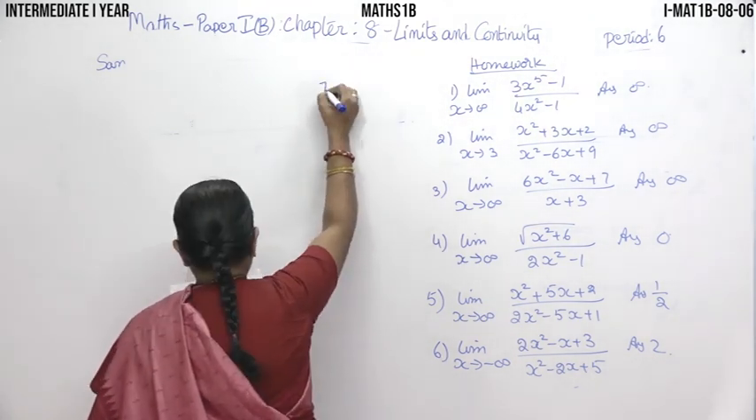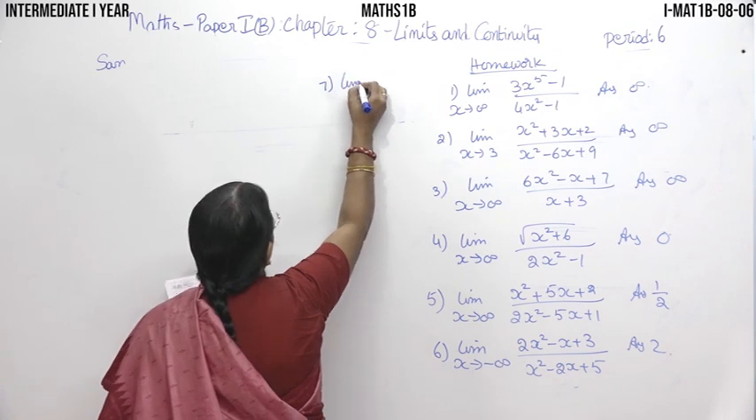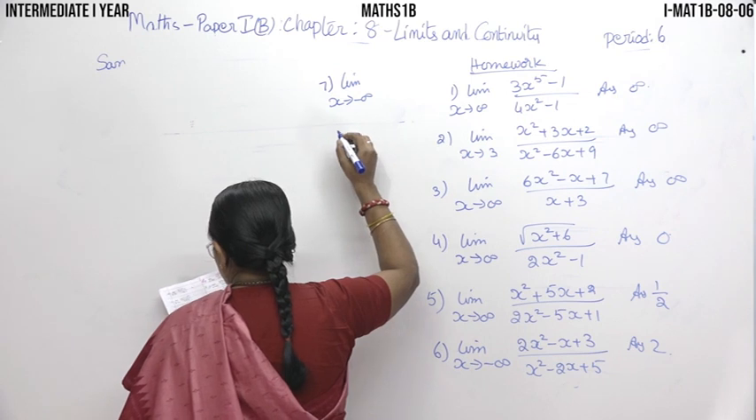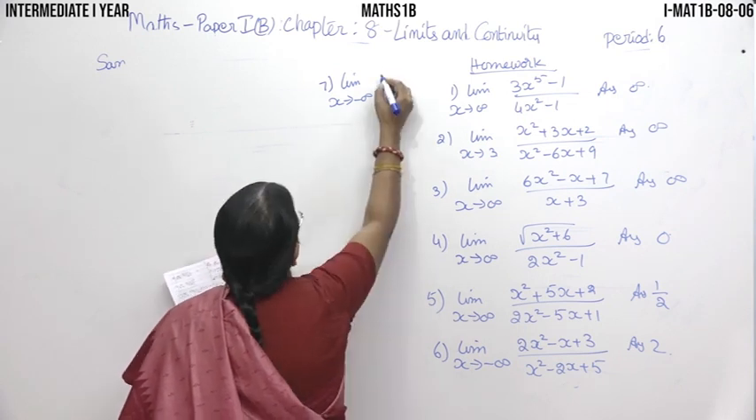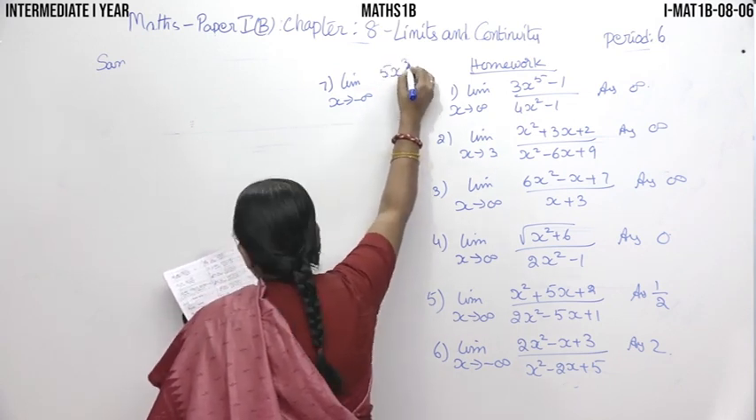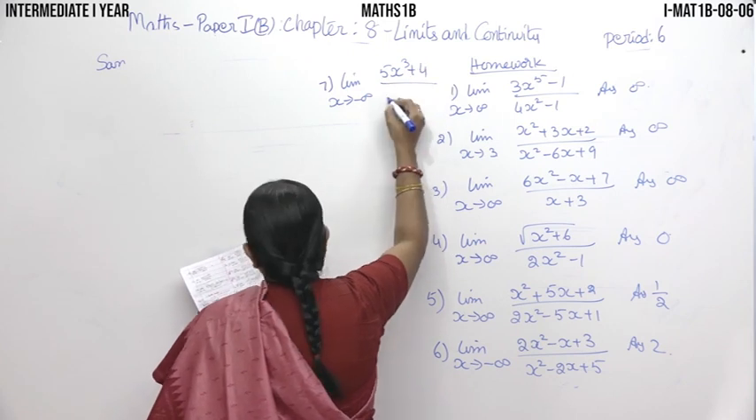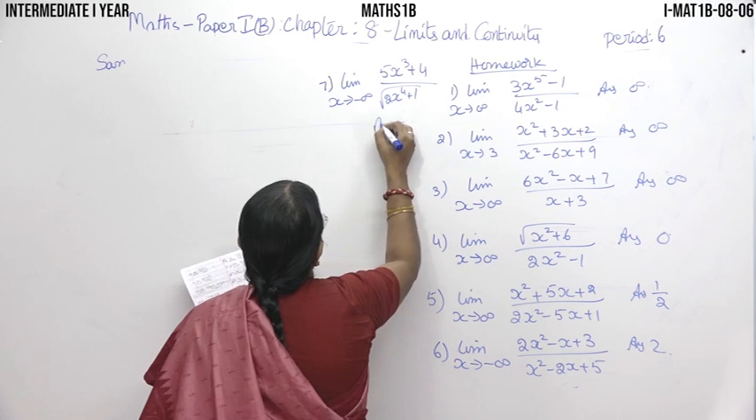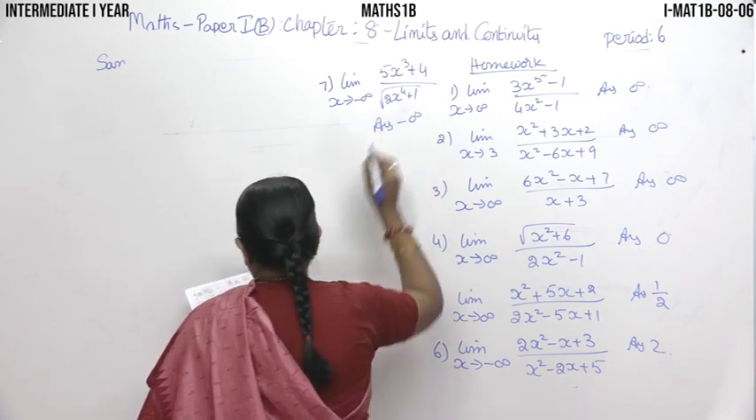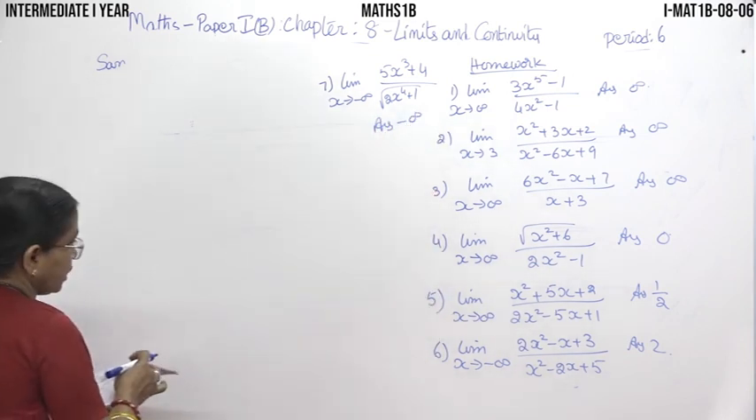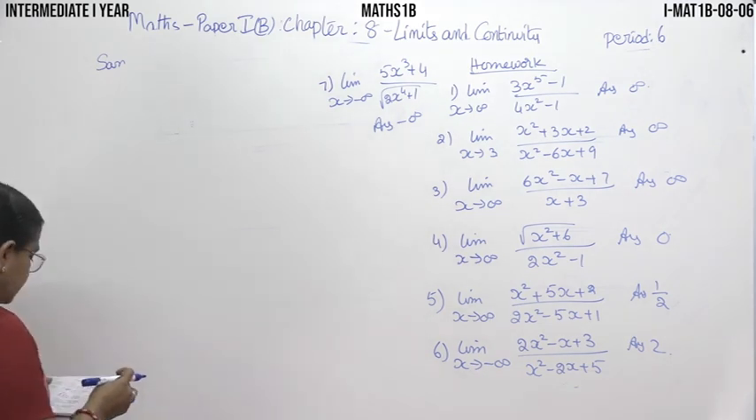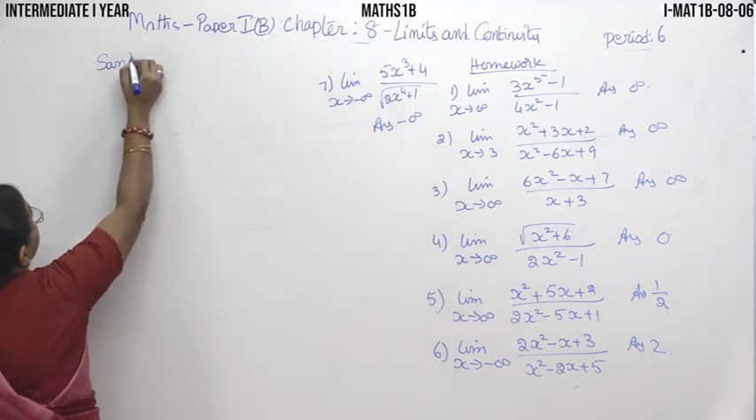7th problem. Limit x tending to minus infinity of (5x cube plus 4) by root of (2x power 4 plus 1). All these are there in exercise 8D. So the answer is minus infinity. You can try these problems. Now next we have the sandwich theorem.